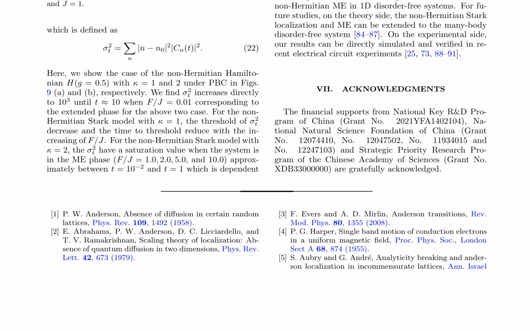In the strong field regime, the Wannier-Stark ladder forms, and the localization induced by the field dominates over NHSE, resulting in the Stark localized phase. The authors demonstrate the existence of NHSE and non-Hermitian MBL through the dynamical evolution of an initial wave packet, showcasing distinct behaviors in different regimes. Their work has implications for expanding our understanding of NHSE and non-Hermitian MBL in 1D disorder-free systems. Future studies could explore the extension of non-Hermitian Stark localization in MBL to many-body disorder-free systems, with potential experimental verification in recent electrical circuit experiments.